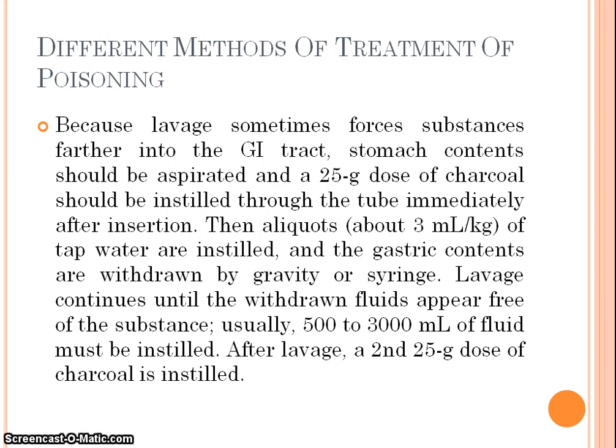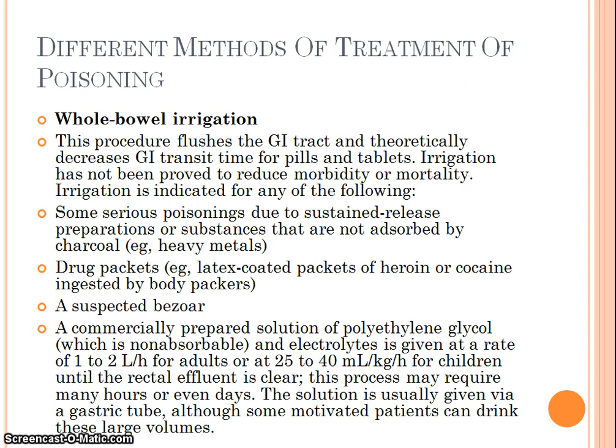Then aliquots of about 3 ml per kg of tap water are instilled and the gastric contents are withdrawn by gravity or syringe. Gastric lavage continues until the withdrawn fluids appear free of substance. Usually 500 to 3000 ml of fluid must be instilled. After lavage, a second 25-gram dose of charcoal is instilled.